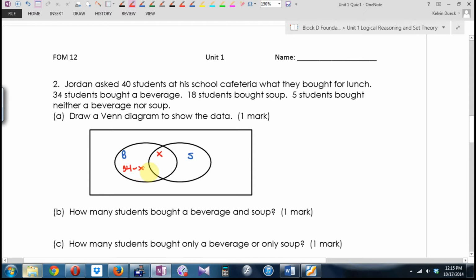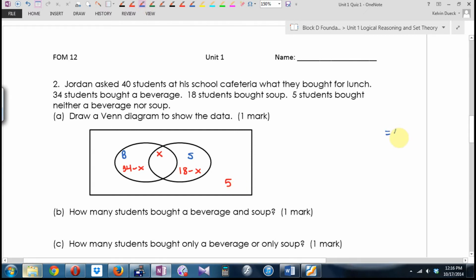How many bought soup? 18. How many only bought soup? 18, take away X. How many bought neither? Now, right now, I can't solve this. I need more information, and there is one piece of information I haven't used yet. Which piece of information?